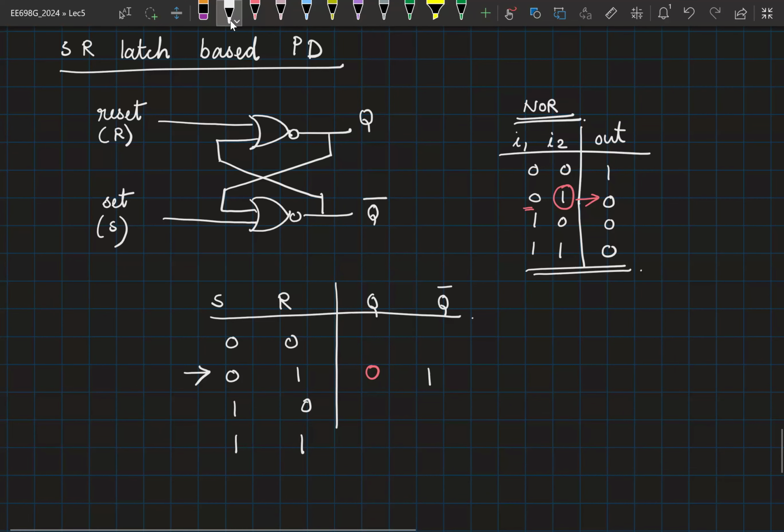For 1, 0, we get 1, 0. For 1, 1, what would be the output? Why is it not defined? Okay, so I will not call these Q and Q bar. Then is the problem solved? No, we don't know it will go to 0. So I'm going to call these output 1 and output 2.